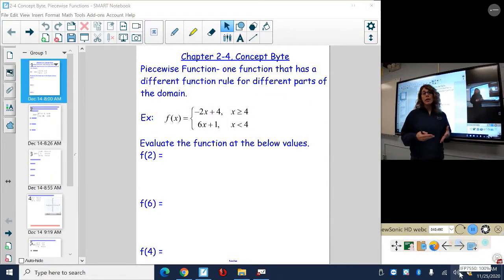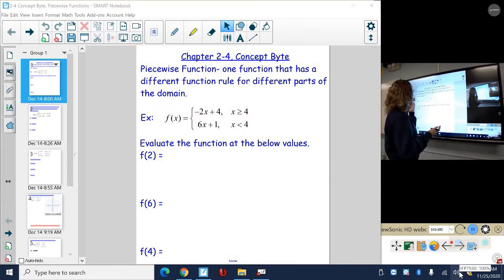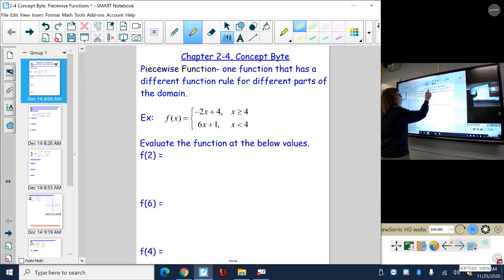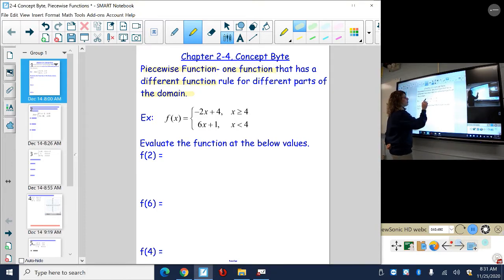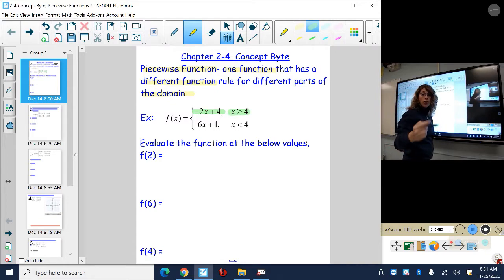Okay, today we're going to be talking about piecewise functions, and a piecewise function is whenever you have one function that has a different function rule for different parts of the domain. Now, domain is going to be all the values that x can take on to make the statement true. So what this means is I'm going to evaluate negative 2x plus 4 for only when the values for x are greater than or equal to 4. Example of that would be 5, 6, 10, 15, 132.